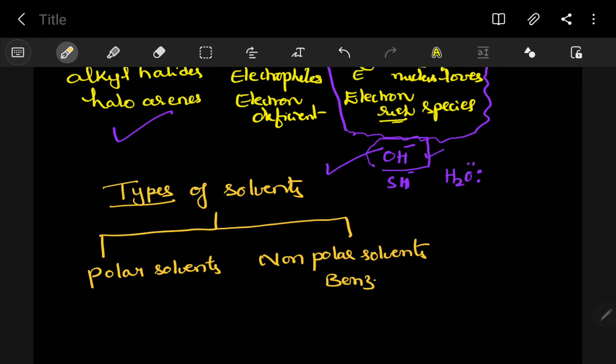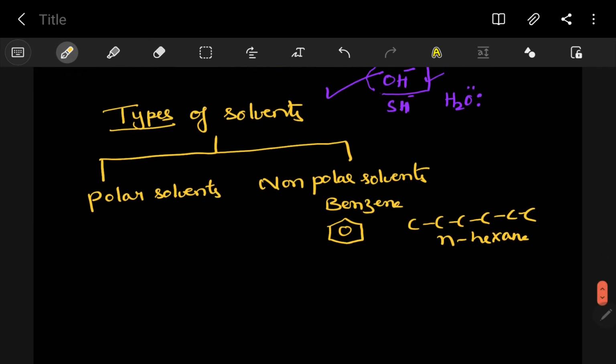Non-polar solvents are just like benzene or hexane. This is a normal straight-chain hexane, or else cyclohexane, which is hexane drawn with a ring. Those three are a few examples. Next, here we are mainly concentrating on the polar solvents.